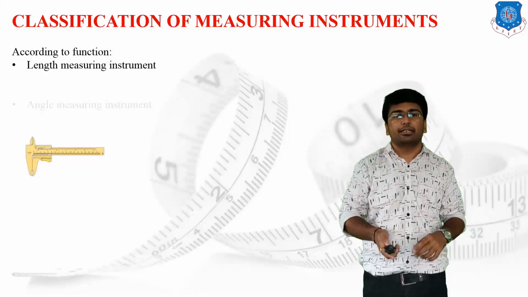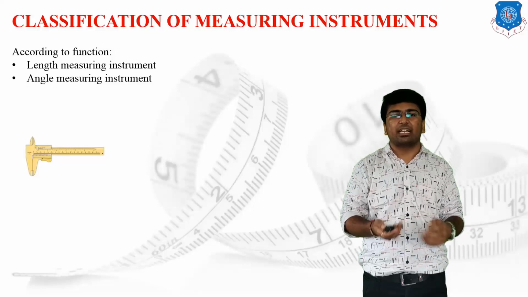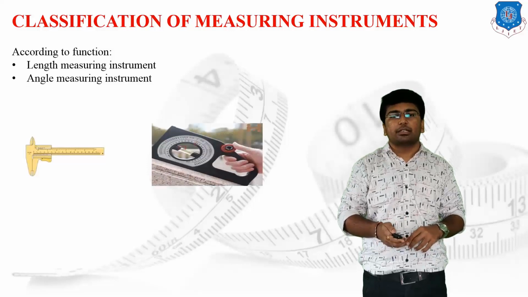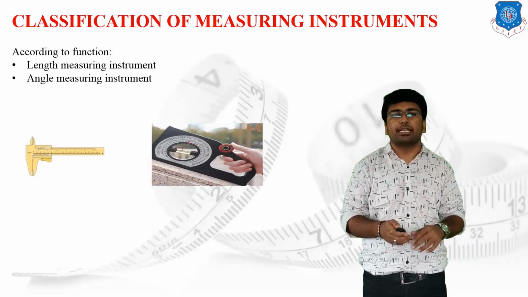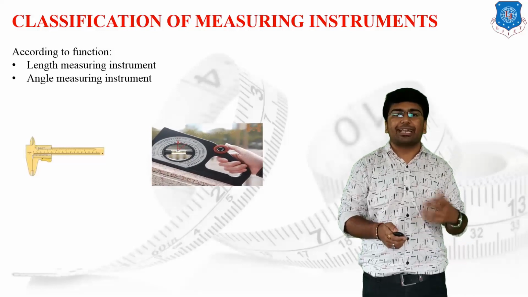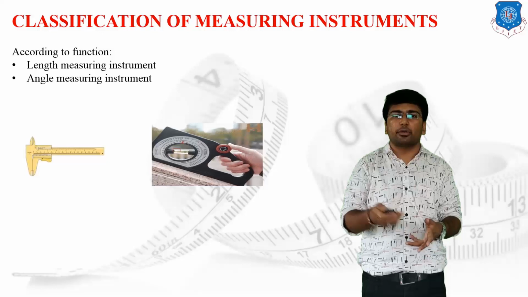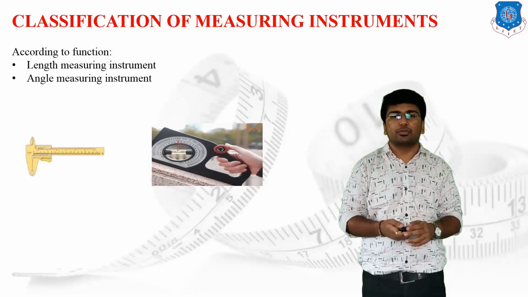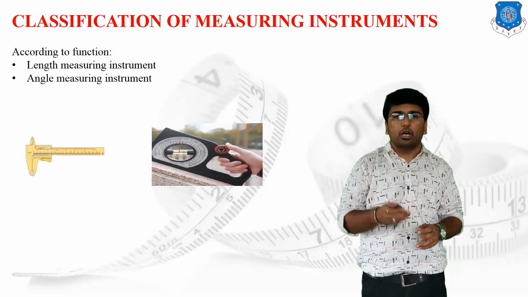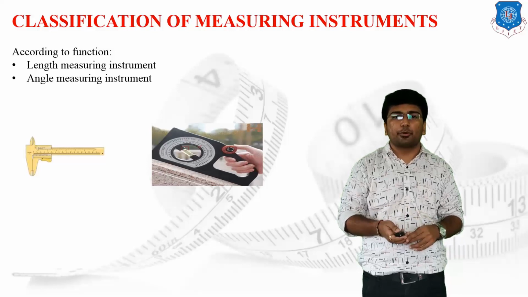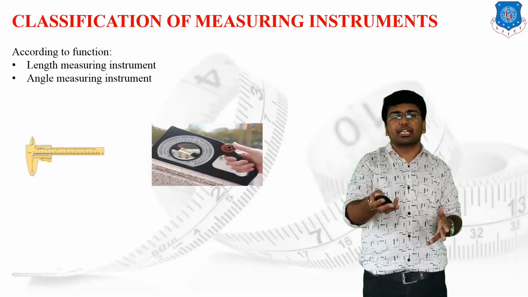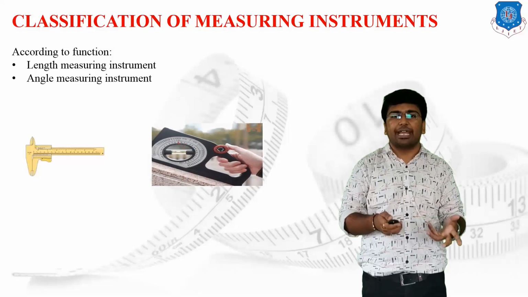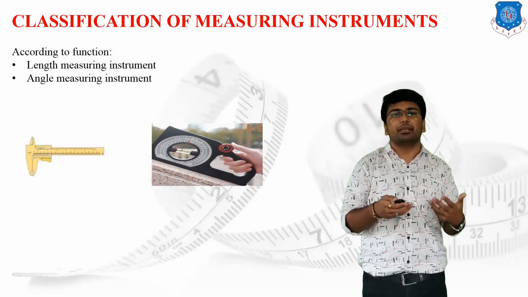Then the second one is the angle measuring instrument. It means the instrument which is directly useful for the measurement of angle. They are known as angle measuring instruments. We can say the protractor, which is useful for measurement of angle. On screen you can check the bevel protractor, which is useful for the measurement of angle. Such kinds of instruments are angle measuring instruments.